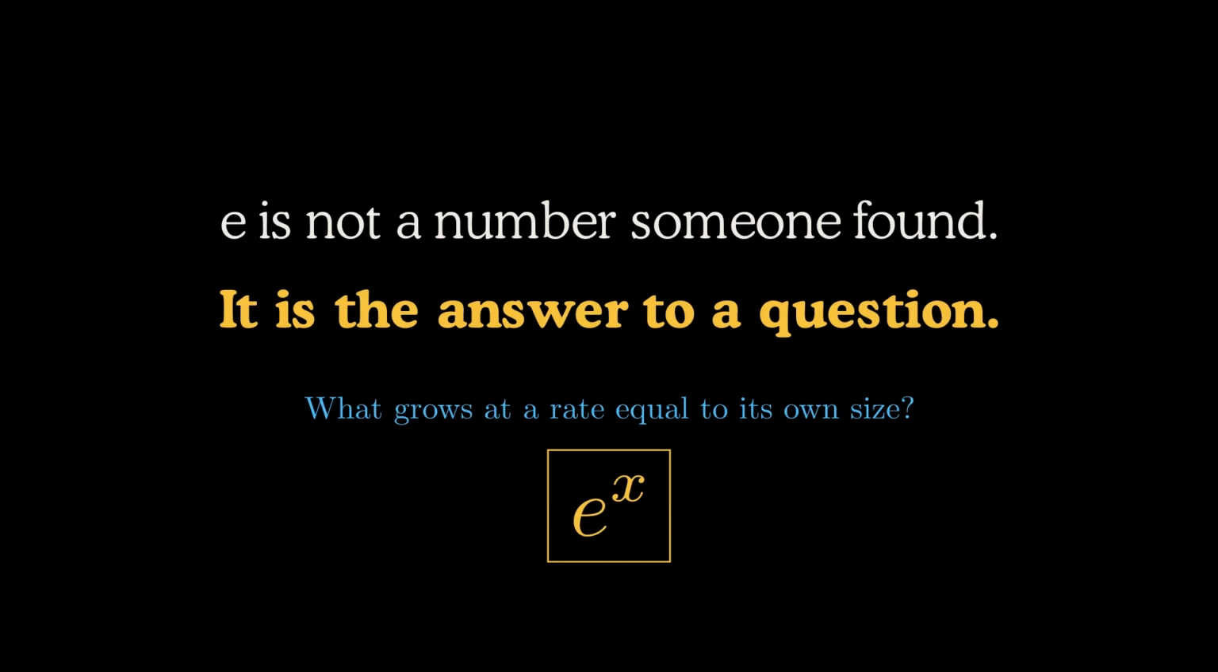That's what makes e different from something like pi. Pi is a geometric constant. e is something deeper. It's baked into the mathematics of change itself.